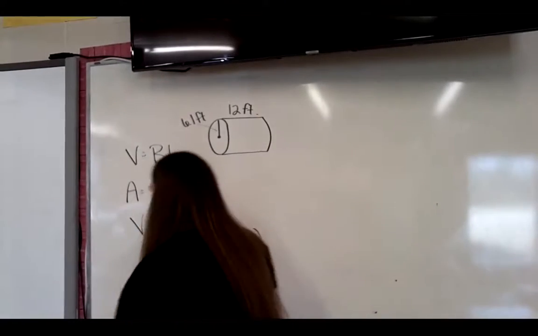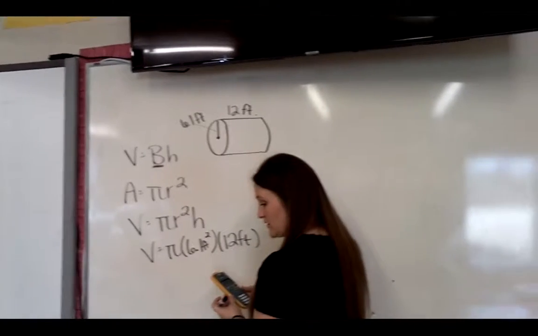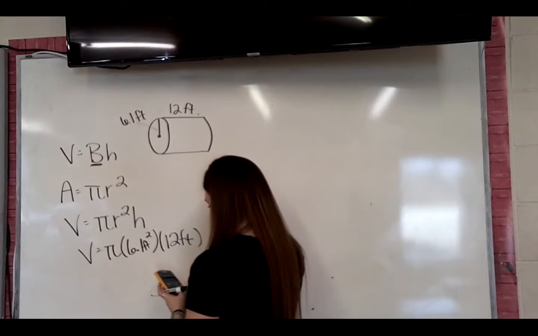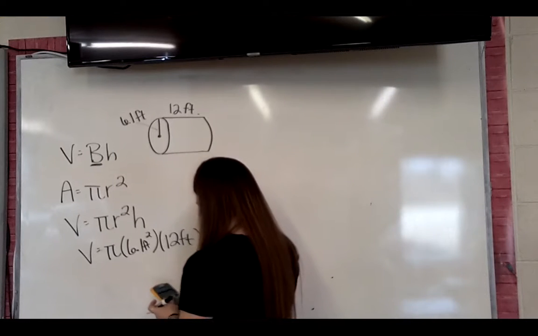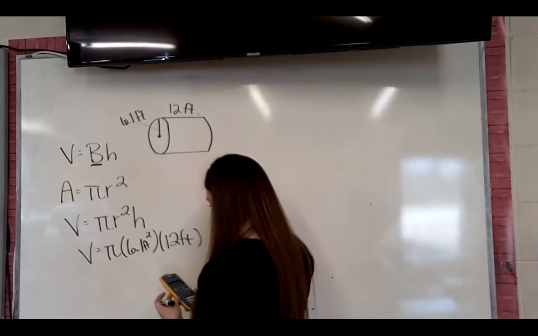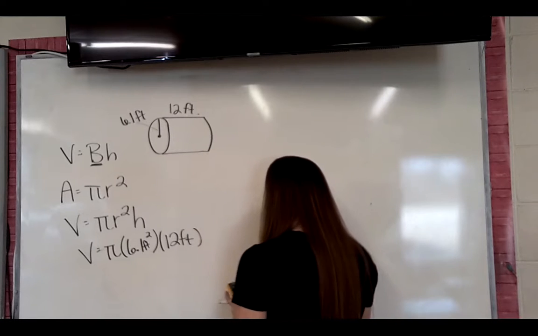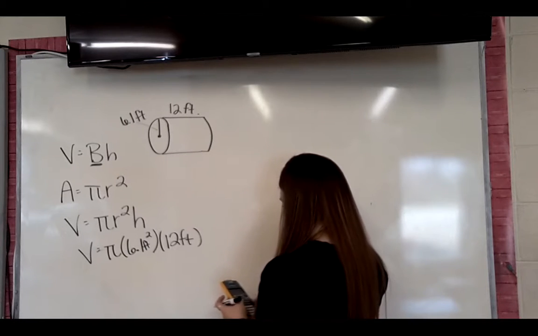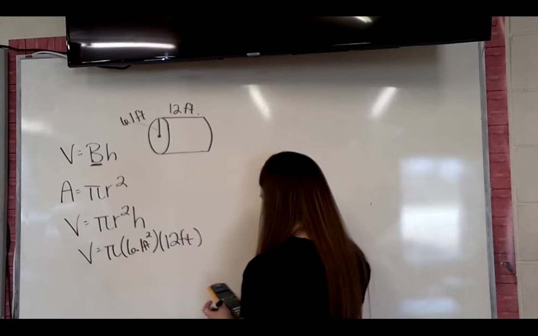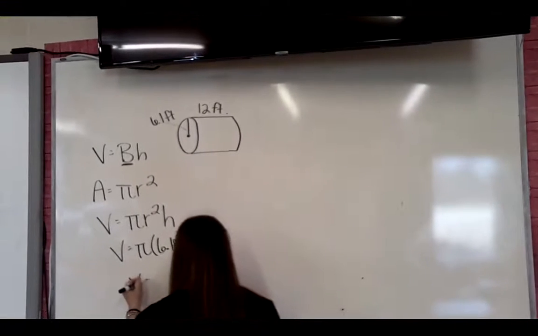So we have, it also said to round on this one. So we have 6.1 squared. You have to do your exponents first before you can multiply. Then times 12 times pi. We're going to get a really large number.